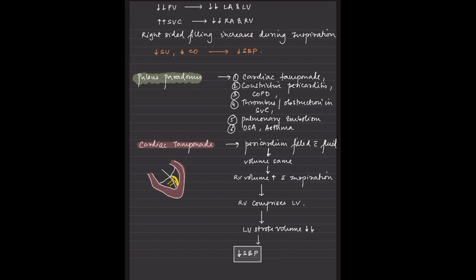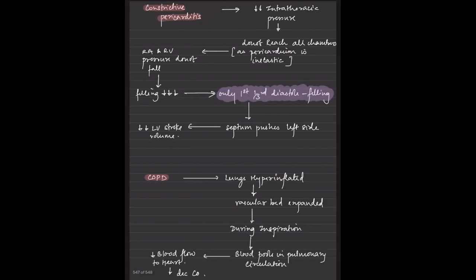So it is seen in many conditions like constrictive pericarditis, cardiac tamponade, pneumothorax, bilateral pleural effusion, pulmonary embolism, OSA, asthma, COPD. Okay. So here, I have explained cardiac tamponade. The pericardium is filled with fluid. The right ventricle volume is increased with the inspiration. The right ventricle compresses the left ventricle, and the left ventricle stroke volume decreases. There is a decrease in systolic blood pressure.